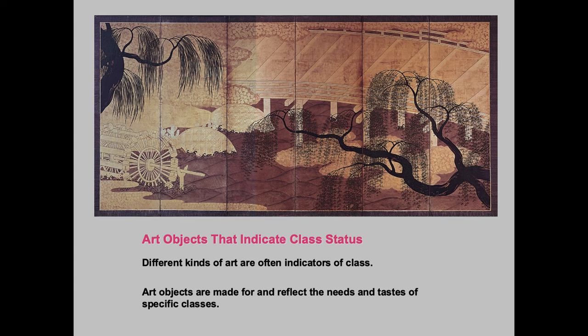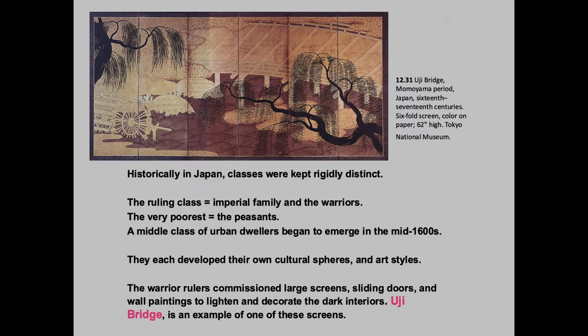Okay, art objects that indicate class status. So different kinds of art are often indicators of class. Art objects are made for and reflect the needs and tastes of specific classes. I think we know that if you think about it. Probably some images come to mind.